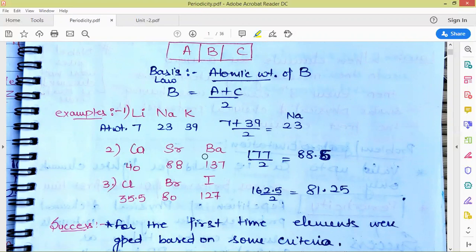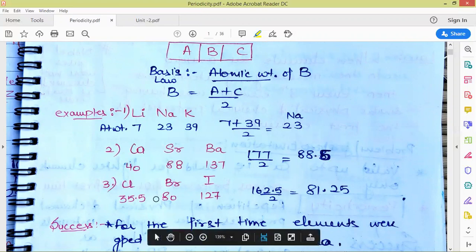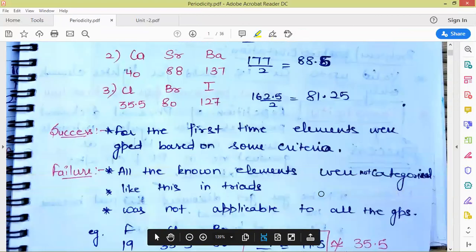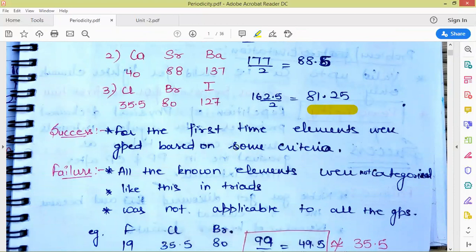Similarly, he arranged calcium, strontium, and barium, and chlorine, bromine, and iodine in the form of triads. And he found very slight variation in the atomic masses. Like here, for strontium the atomic mass is 88, and what he observed from the average result was 88.5. For bromine it is 80, and from the average result he observed it to be 81.25. So he was the first scientist who tried such an attempt to arrange the elements in the form of groups based upon some property. So this was his success.